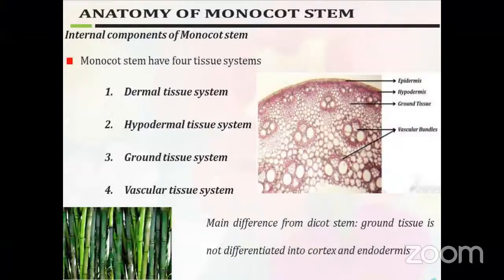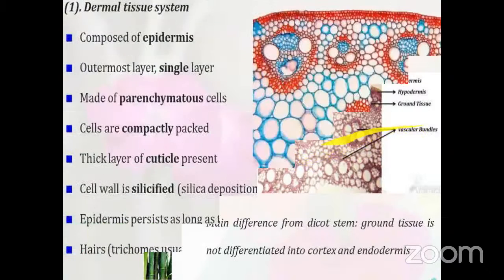Okay, let us recapitulate what we have learned in this class. Coming to the anatomy of monocot stem, I told you what are monocots, and the plants which contain seeds with single cotyledon are monocots. And coming to the internal structure, we find 4 tissue systems: dermal tissue system, hypodermal tissue system, ground tissue system, and vascular tissue system. And here, the ground tissue is not differentiated into cortex and endodermis in monocots.